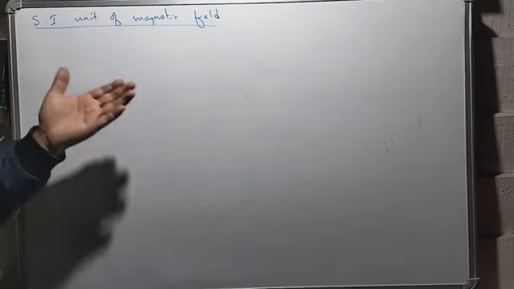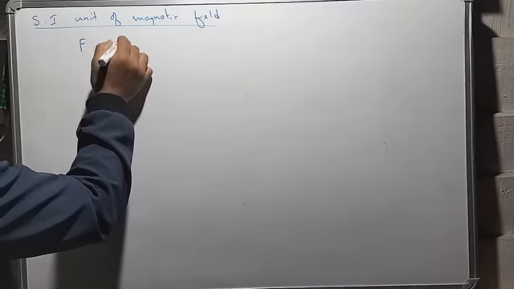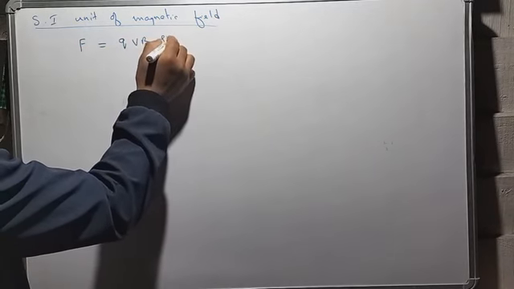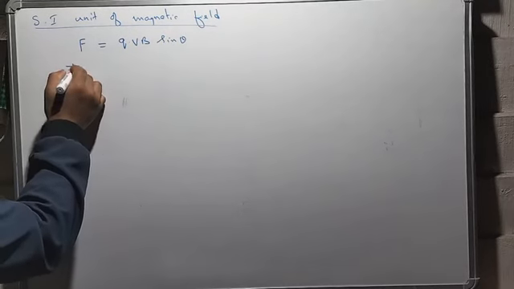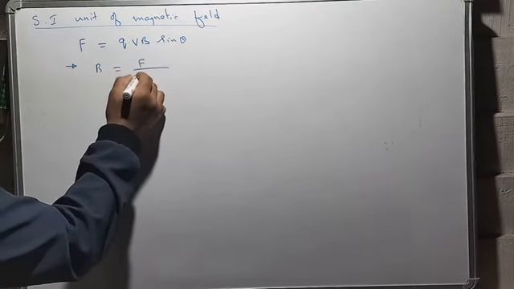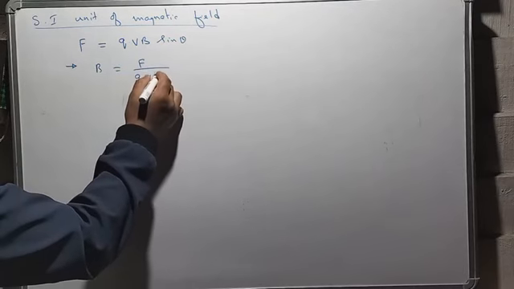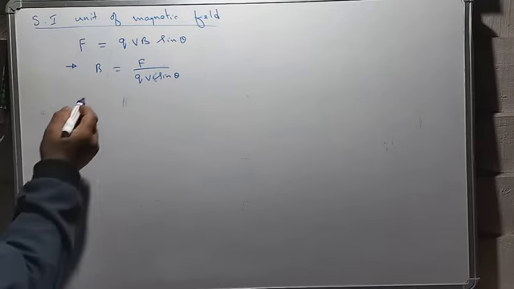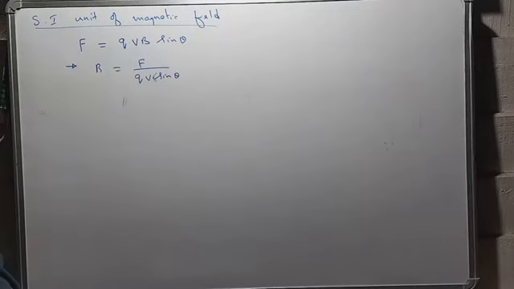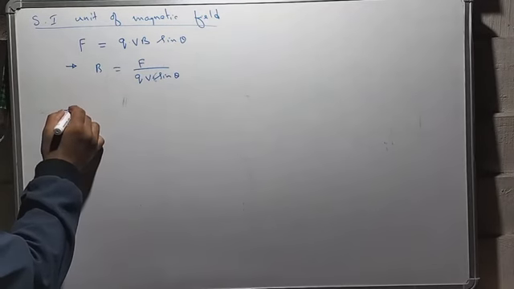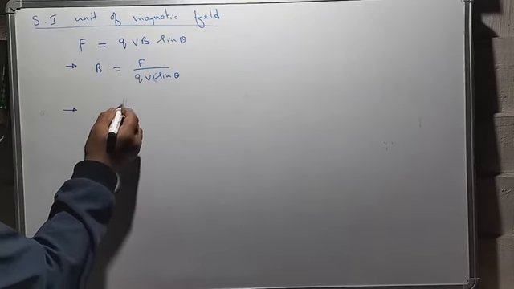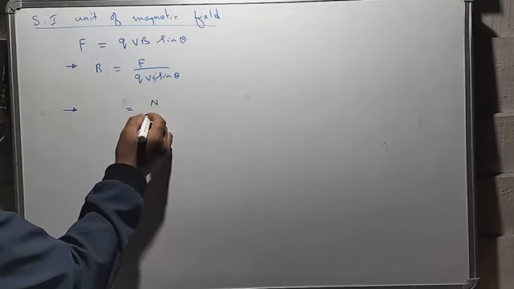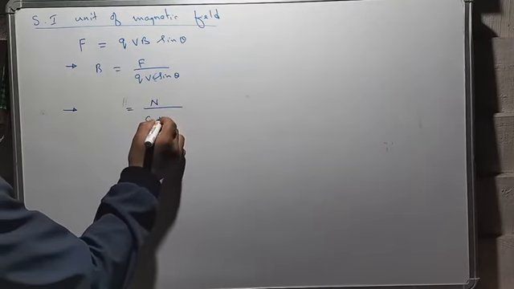Now we will see the SI unit of magnetic field. Again, from this equation, F equals QVB sine theta, if you find B, you will get F upon QV sine theta. So for the SI unit of magnetic field, we will find it from this equation. Substituting the units, the unit of magnetic force is Newton, the SI unit of charge is Coulomb, and velocity is meter per second.